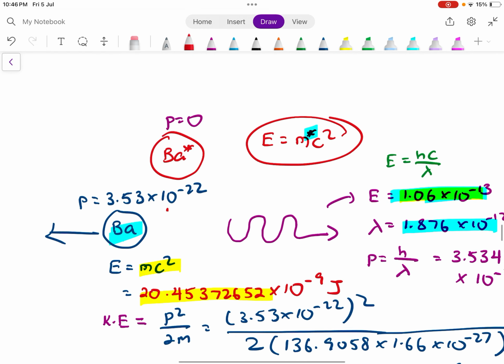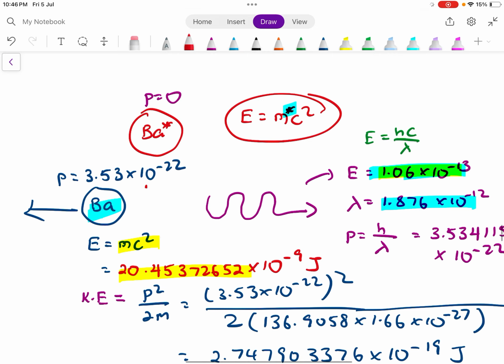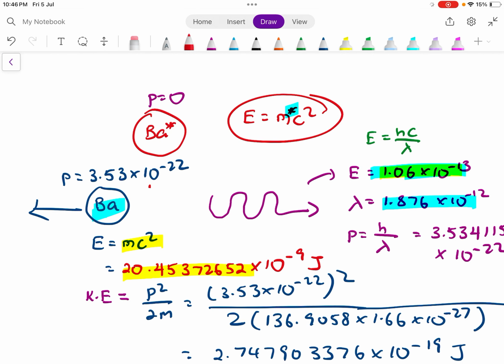First thing first, we must consider a few things. For example, at the start, let's just say the excited barium nucleus is not moving, meaning that the energy that it possesses is E equal to mc square. I put the asterisk to denote that it's excited. Then after that, it undergoes gamma decay. Let's just say the gamma photon moves to the right hand side, and the barium moves to the left hand side. The excited barium has two energies.